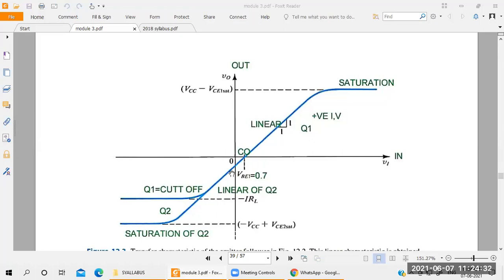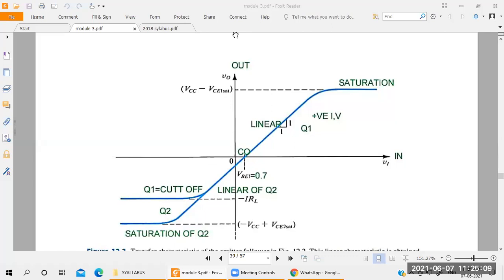So when Q1 is in cutoff condition, this is the curve. What is the level of the output now? V is equal to minus I into RL. This one is the V0 minimum, the output voltage minimum for the negative. The maximum negative voltage means Q2 becomes saturation condition. When Q2 becomes saturation condition, what is the output voltage now? Minus VCC plus VCE saturation 2.